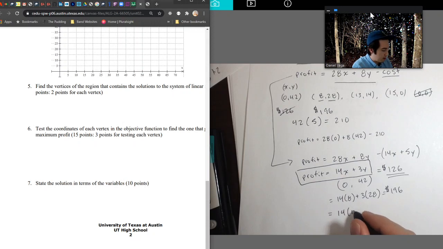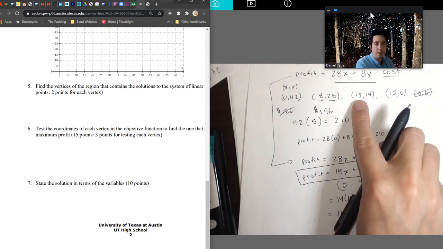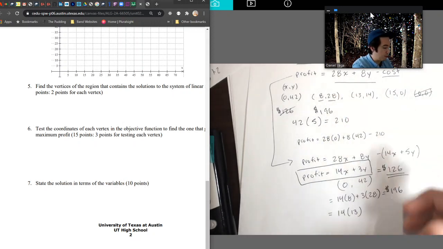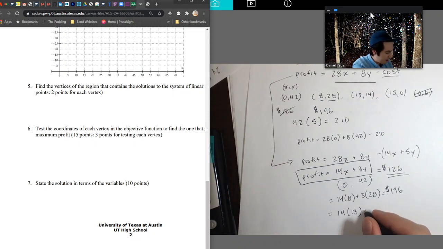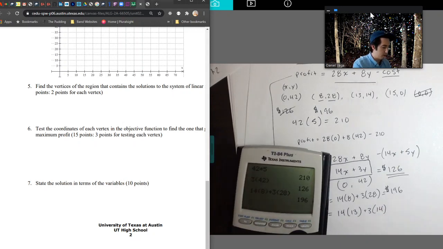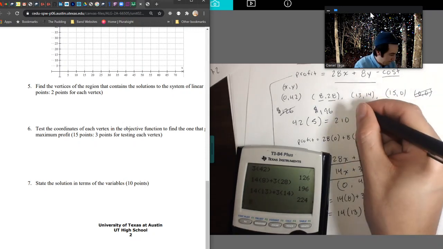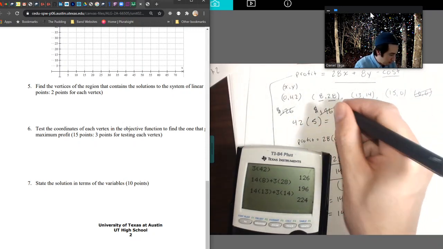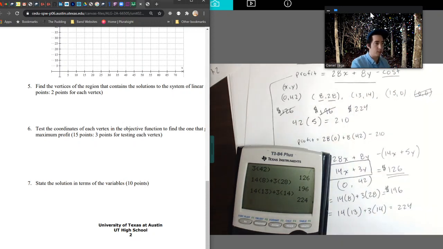14 times 13. That's if you bought 13 of the potted plants, the big old potted plants, and you bought 14 of the hanging basket plants, what's that profit going to be? So 14 times 13 plus 3 times 14. 224. So now that's definitely the most money so far.